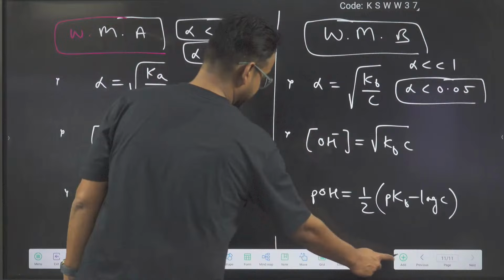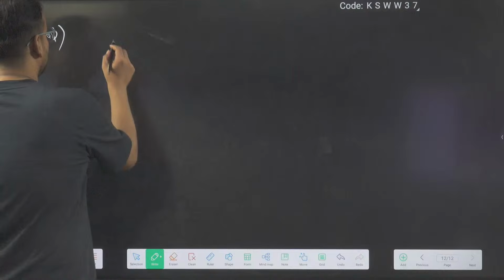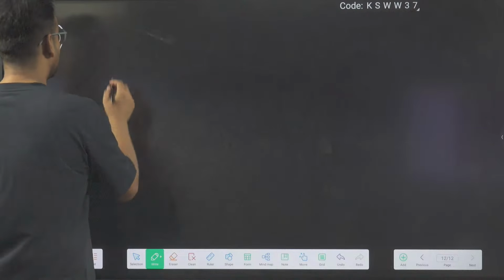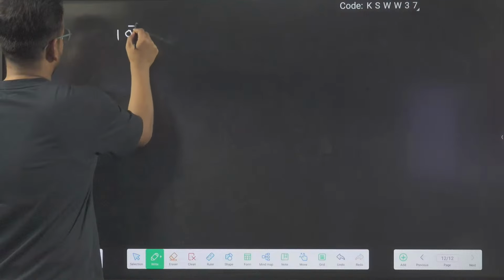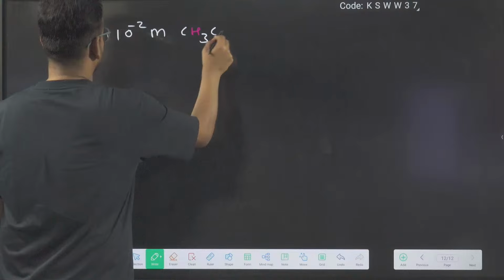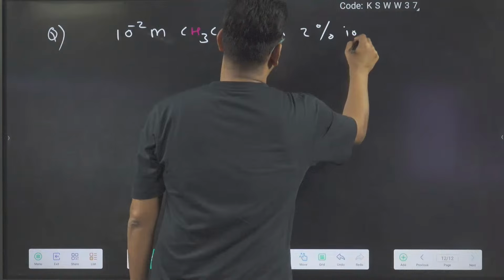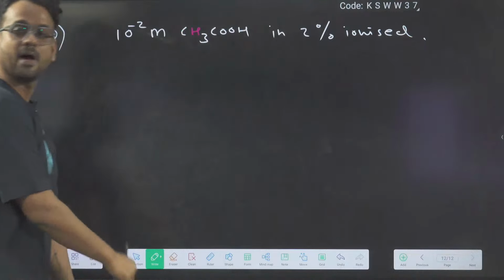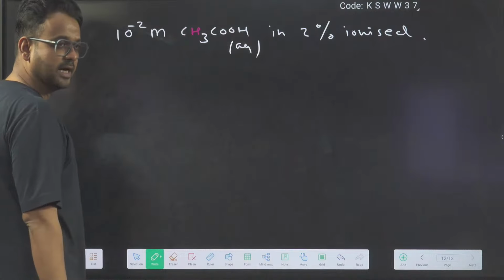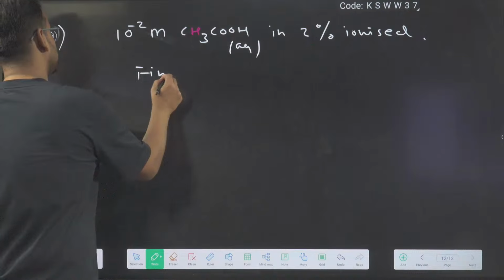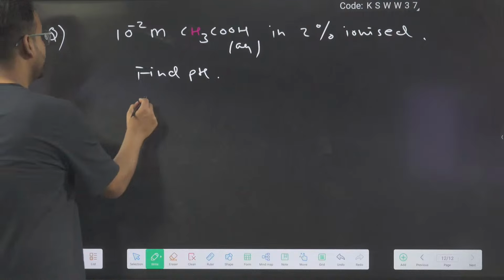So these are the basic formulas for weak monoprotic acid and weak monoacidic base when our approximation is correct. Let us have a look at some problems. Let's begin with a very basic question. 10 to the power minus 2 molar acetic acid solution, aqueous of course, acetic acid is a weak acid, is 2% ionized. The question says, find pH.